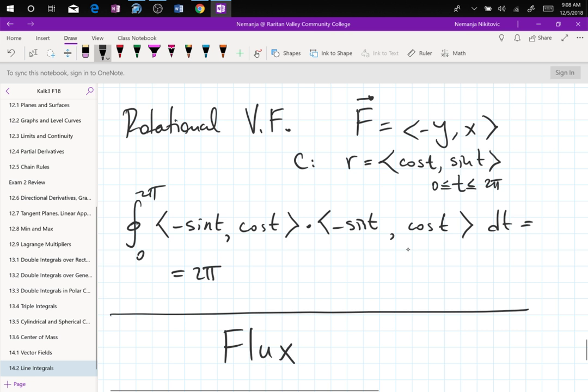So for the last one, what exactly does the value of Q5 tell us? How much? It's quantification. How much it's rotating? Okay. How much stuff it's trying to push out. Now, flux. Flux is the amount of stuff that you are trying to push through the area. So now we're going to talk about the normal.